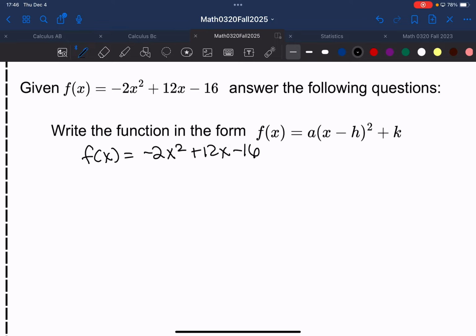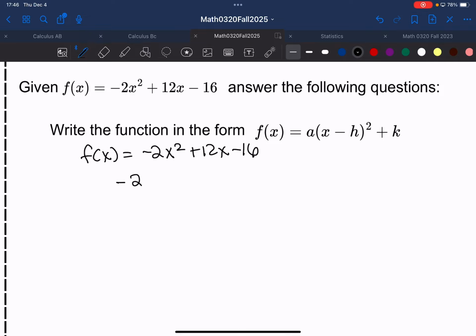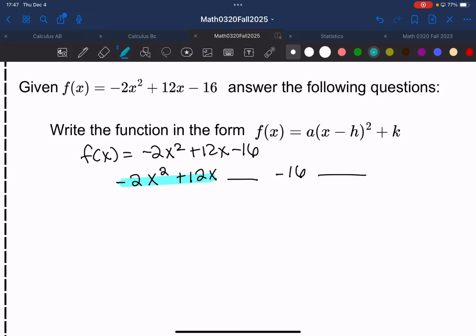Before I start the process of writing this in vertex form, notice, what is my a value in the very front? -2. We don't want an a value there. That a value should be 1. So when I'm rewriting this, I'm going to write the -2x squared plus 12x, still with my gaps. But I need to make sure I take this first part and take out a GCF before I continue.